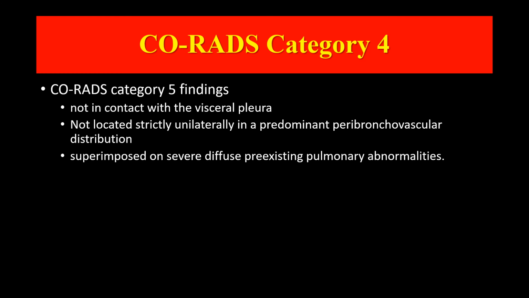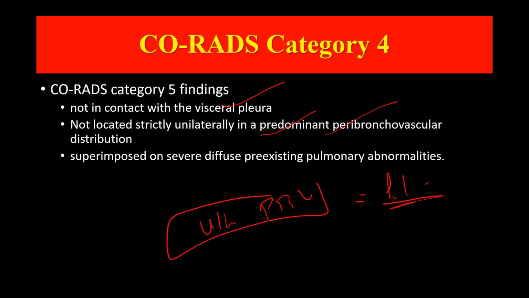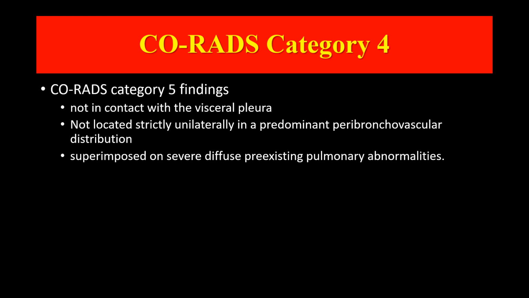It will have COVID category 5 findings, but there may not be contact with the pleural surface, and they may not be along the peribronchovascular as well. If it is unilateral peribronchovascular, it can be an infection as well, but it is not unilateral peribronchovascular like infection. It is not along the visceral pleura. And this might be superimposed pre-existing pulmonary abnormalities, some other abnormalities that the lung might already be having, which might make our diagnosis slightly difficult.